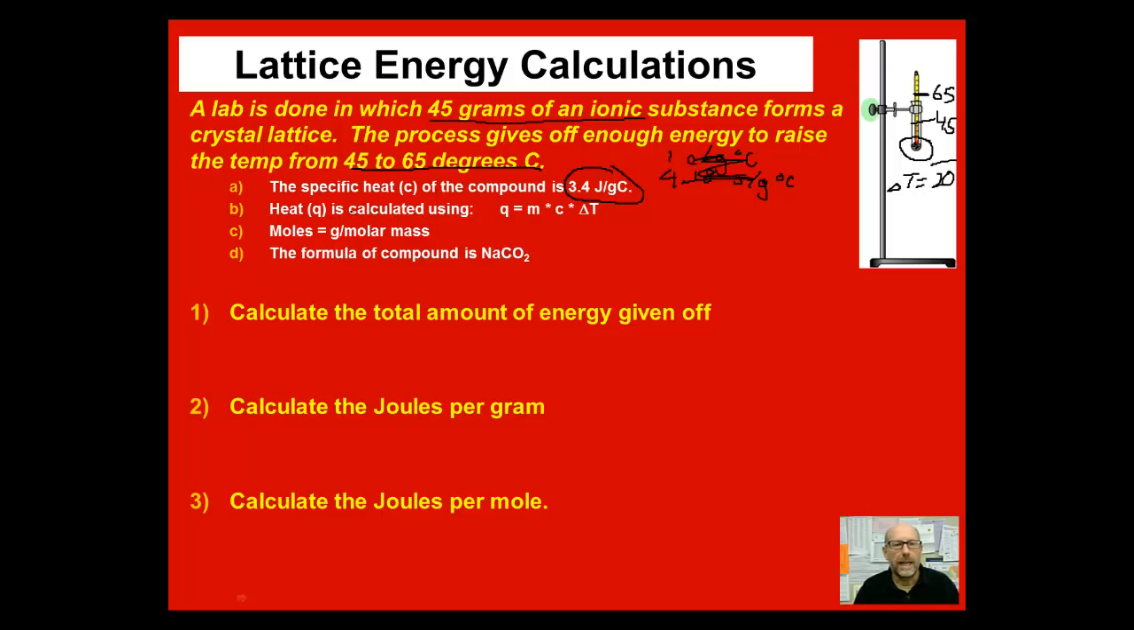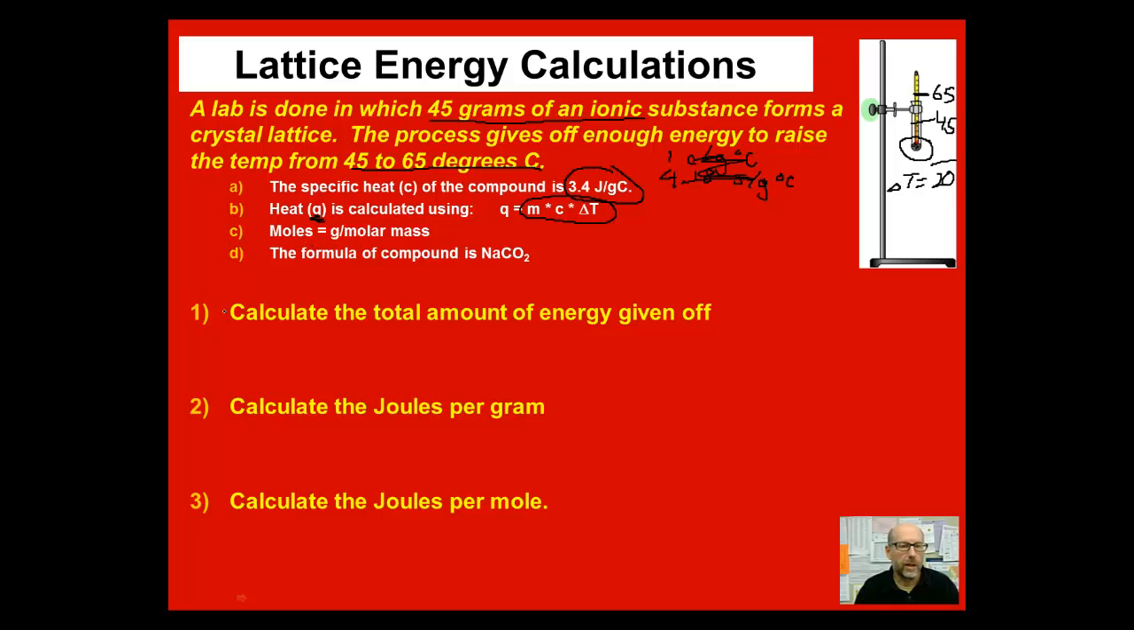Well, we're going to calculate the heat, which is given the letter Q as its symbol, which is kind of odd. But Q, or heat, is equal to M times C times delta T. The mass, in this case, is 45 grams, times C, which is the specific heat, which is 3.4 for this substance, and the delta T, the change in temperature, which in this case is 20 degrees because it goes from 45 to 65 degrees.